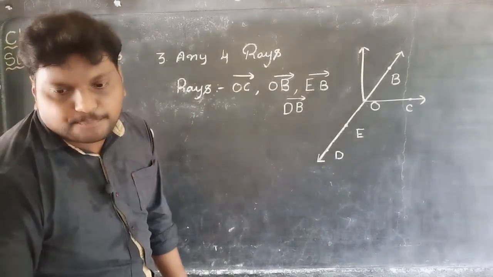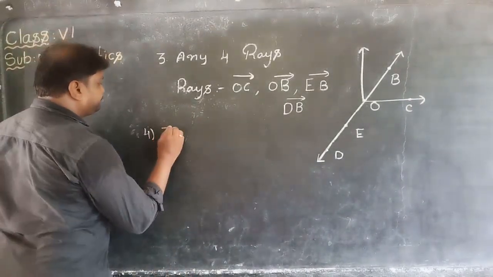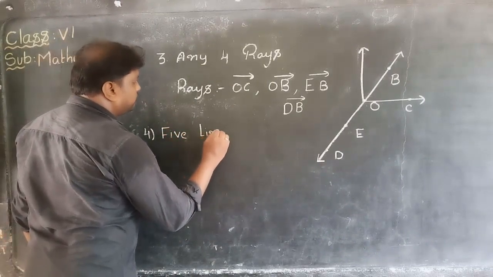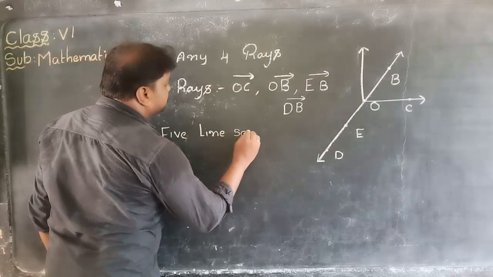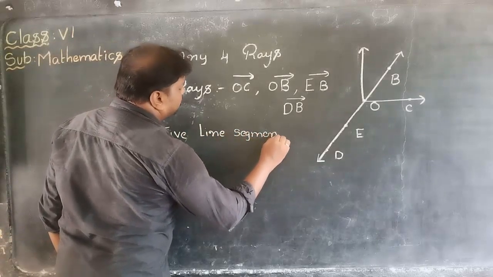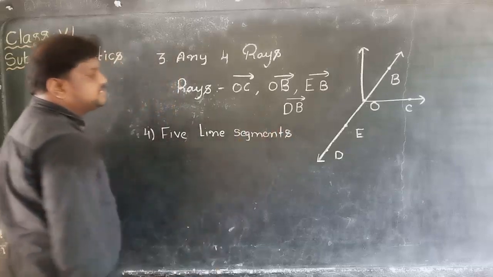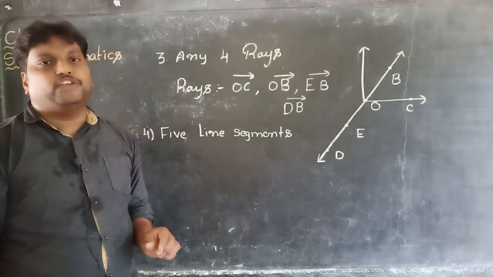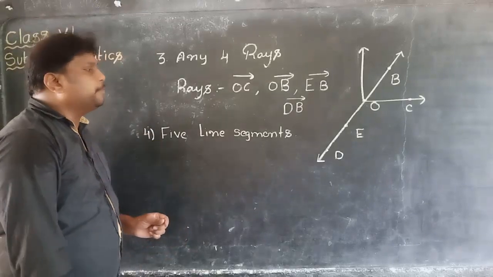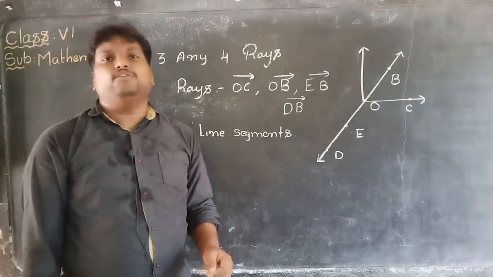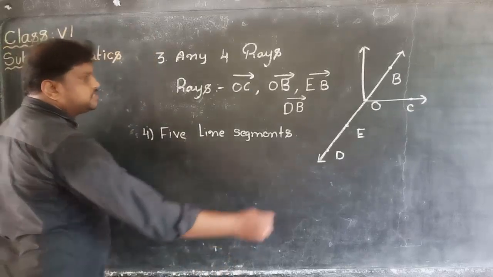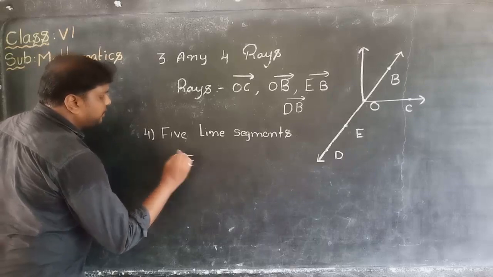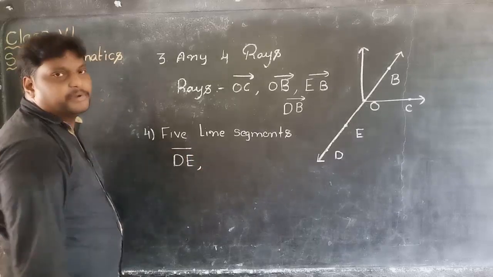Next, what is the fourth problem? 5 line segments. What is the meaning of line segment? A line segment is a small part of a line. A line segment has only 2 endpoints. Two endpoints means DE. Observe, DE is a line segment.